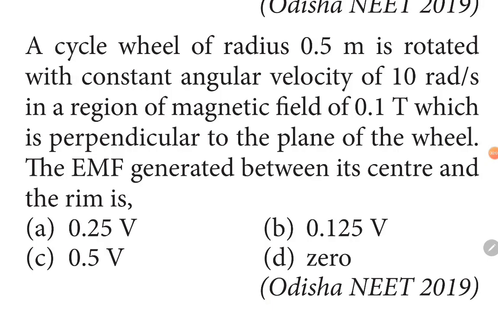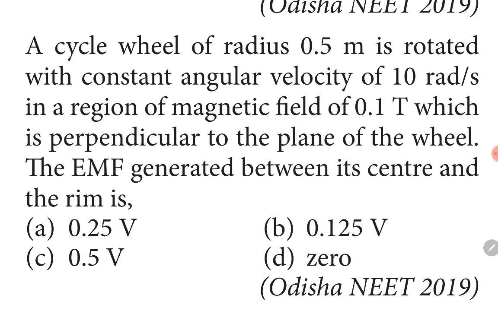Yes students, the fourth question of this chapter is: a cycle wheel of radius 0.5 meters is rotated with constant angular velocity of 10 radian per second in a region of magnetic field of 0.1 Tesla, which is perpendicular to the plane of the wheel. The EMF generated between its center and the rim is. Guys, in this question, EMF will be generated in the spokes of the wheel, and this question is similar to a rod being rotated in a magnetic field.